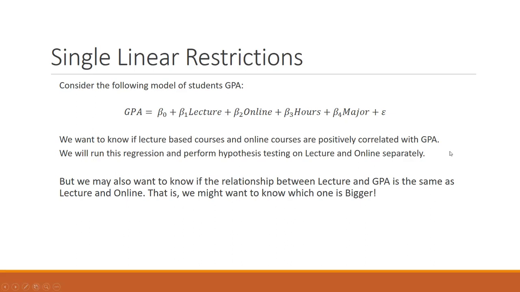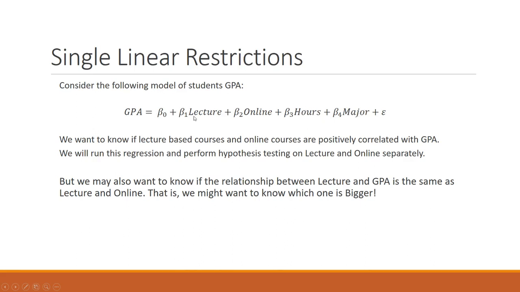All right, now let's consider a model. We're going to get out of the wages example, and now we're going to look at student GPA. Let's say that a student's GPA is a function of whether or not they have in-class lectures. This lecture variable indicates the number of classes that they take in the classroom with a live lecture. It's also a function of how many online courses they take, how many hours they spend studying, and finally, what their major is.